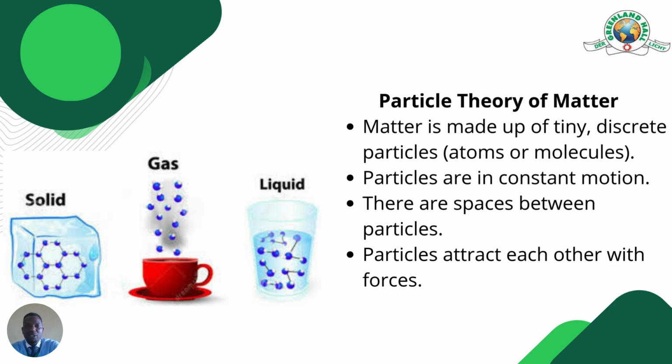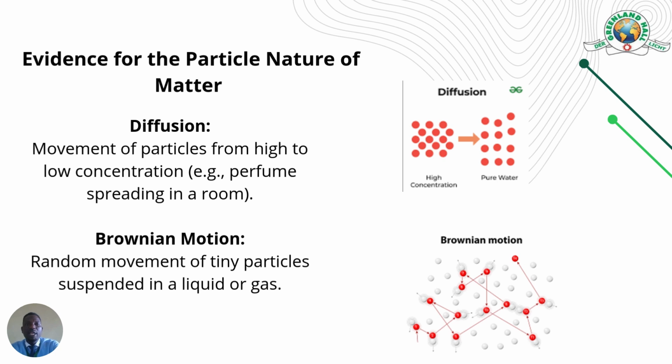Then there are spaces between the particles, like the picture that you are having here. Look at the spaces you have in solid, look at the spaces you have in gas, and that of the liquid. Then we say particles attract each other with forces. That is why they are always together, because they are held together by a force of attraction. Now, what are the evidences that support the particle nature of matter?